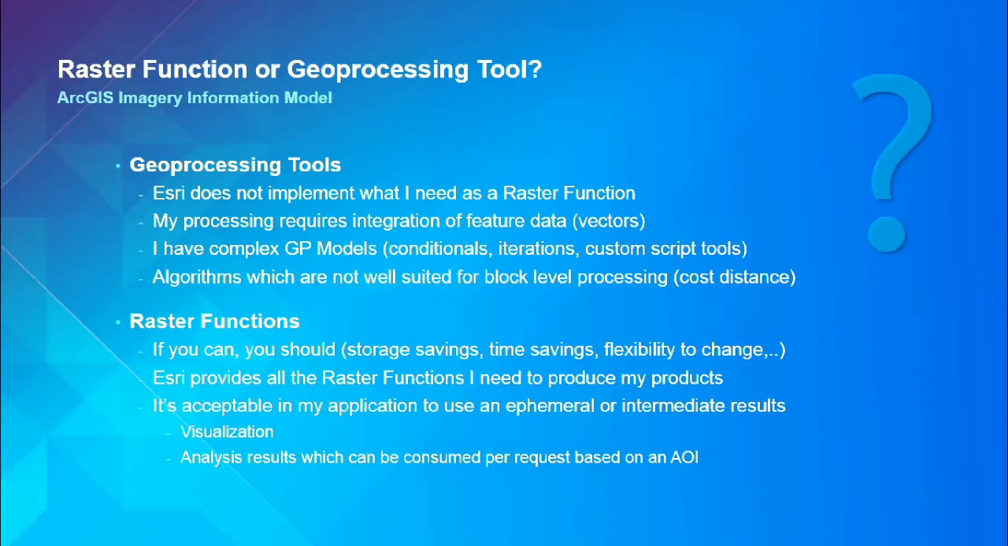right? So some algorithms can't be done per block. They have to look at the whole image. Cost distance in GIS is a good example of that. You can't just do cost distance per pixel block, right? One of the guidelines we like to say is that if you can do it with raster functions, you should do it with raster functions. And the reason behind that is it's fast. You're only processing what you get when you're visualizing.